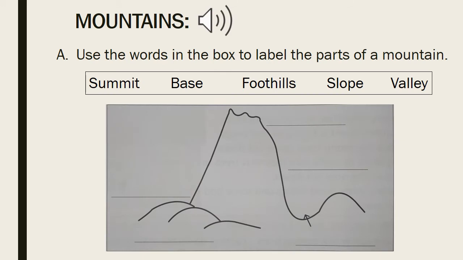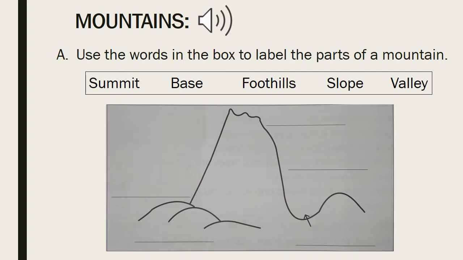Hello students, today we are going to do some skill book work of our third chapter, which is mountains. So let's start it. Our first topic is mountains. Exercise A, use the words in the box to label the parts of a mountain. Now we have given 5 words and they are summit, base, foothills, slope, valley.